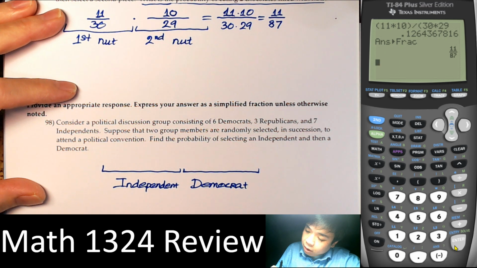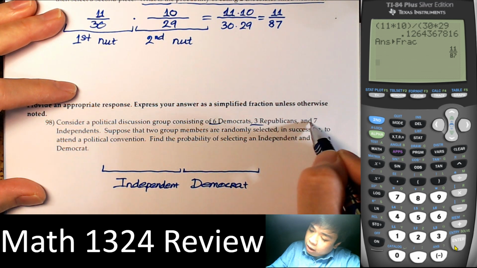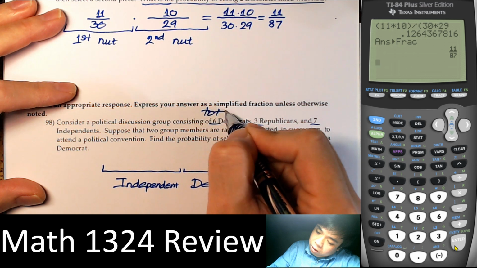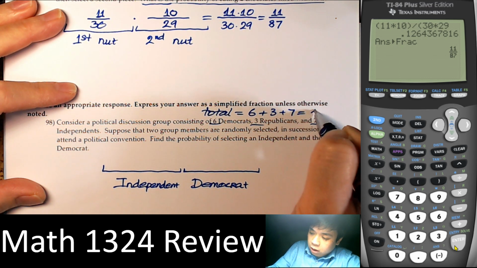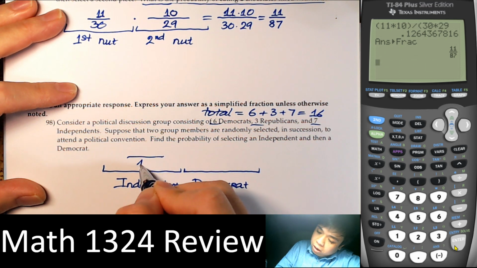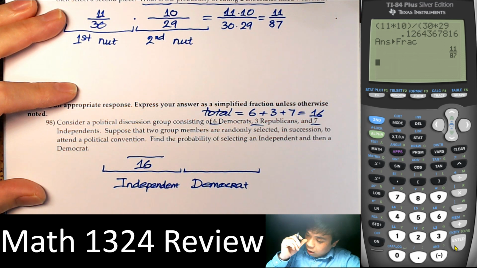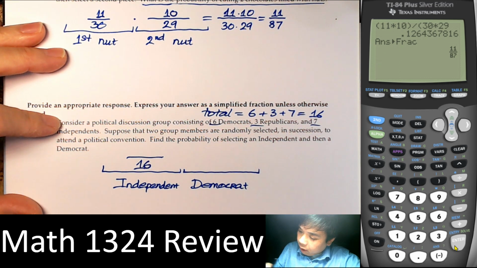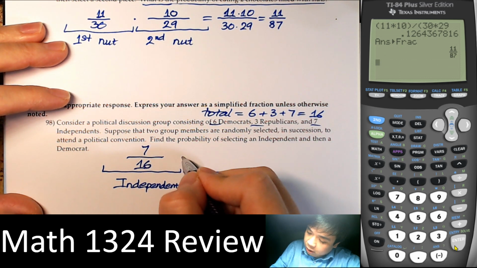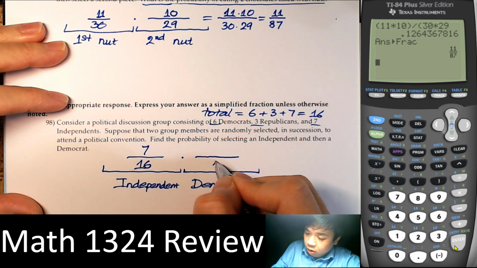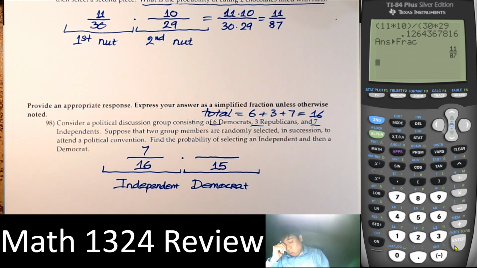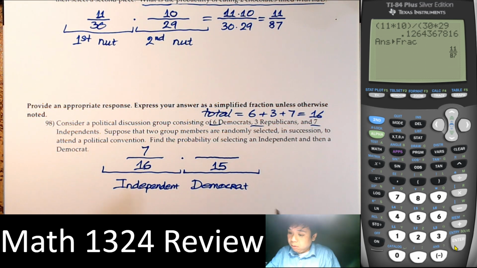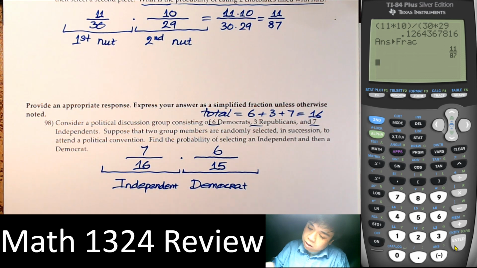Right. So there's 6, 3, and 7. So the total is 16. Out of those 16, we choose independent. And the first one, there's 7 independent. And after you choose the first one, there's only 15 left to be chosen. Assume we select the first one is an independent. So we still have 6 Democrats left. So that's what we have.